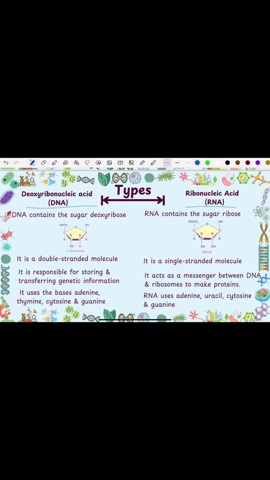DNA contains the sugar deoxyribose. So here is the pentose sugar. So this is carbon number 1, carbon number 2, carbon number 3, carbon number 4, and carbon number 5. So if you remember what we studied in the previous slide, at carbon number 1, the nitrogenous base is present. It could be adenine, guanine, thymine, or cytosine. While we discussed that at carbon number 5, the phosphate group is present. Right? So this is the structure of a nucleotide.